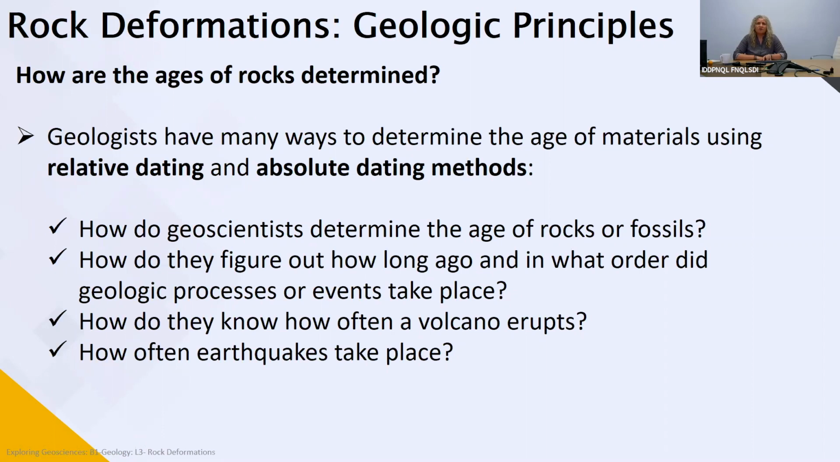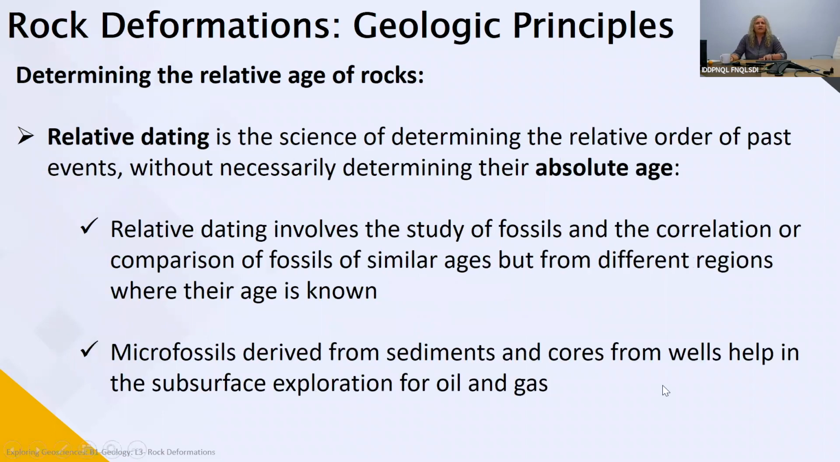How do they figure out how long ago and in what order the geological processes or events took place? The geologists also want to know how often a volcano will erupt, how often earthquakes take place. So there are several methods to determine that. The relative dating is used mainly in the field, once we want to know in which order the events happened without necessarily knowing their absolute age number. So the relative dating involves the study of fossils and the correlation or comparison of fossils of similar ages, but from different regions, when their age is known. And the microfossils derived from sediments and cores from wells help in the subsurface exploration of oil and gas.